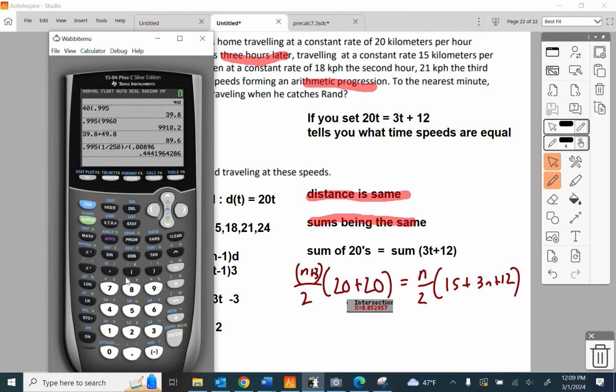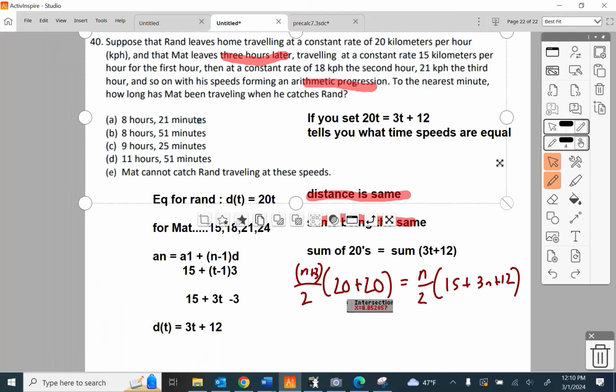So I know I got 8 hours. Let's take that 0.852 and multiply it by 60 for my minutes. It ought to be close enough. 51.